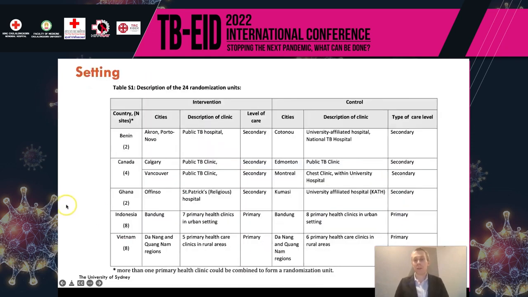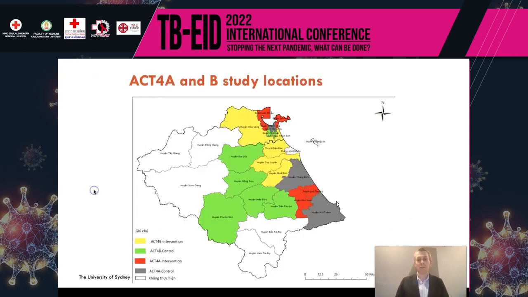This is a description of some of the sites. So you'll see here there's a range of both low and high incidence settings and public hospitals, public TB clinics, and primary care clinics in different countries. Within Vietnam, this is a map of these sites that we conducted the study in. And so you can see here that the yellow represents the intervention sites and the green represents control sites, with the red representing the sites for the pilot study initially.